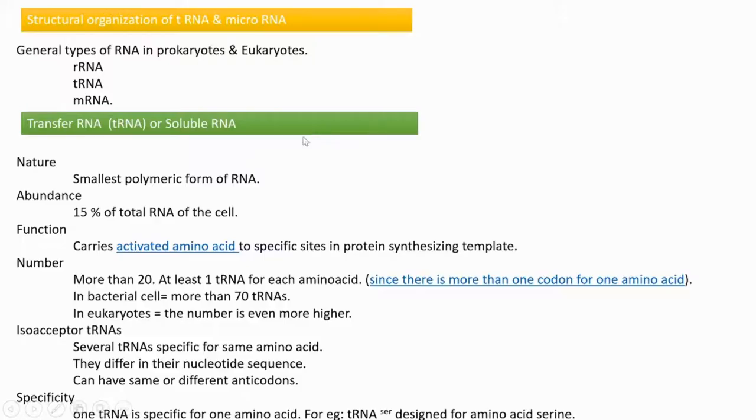Good morning, dear students. Today we are going to continue the remaining portion of nucleic acids with the heading Structural Organization of tRNA and MicroRNA.